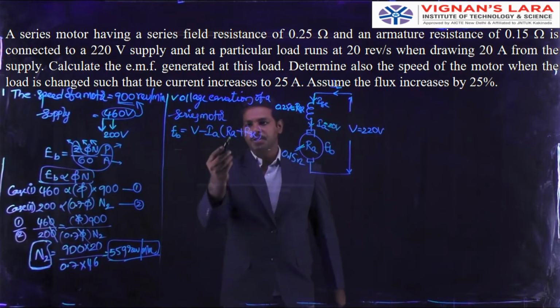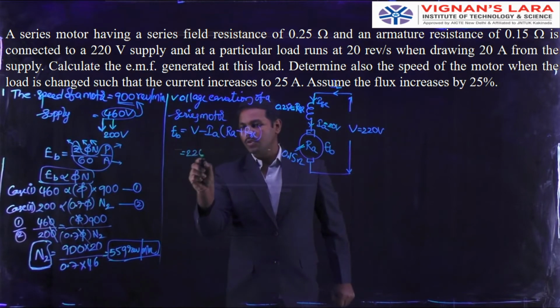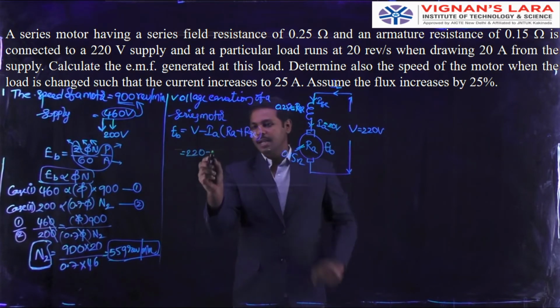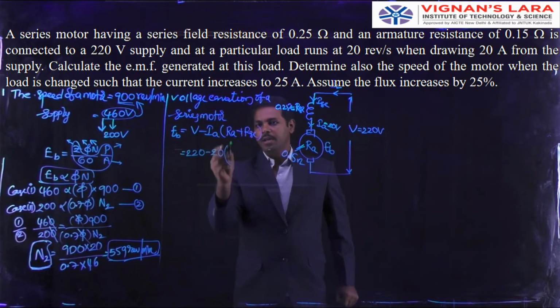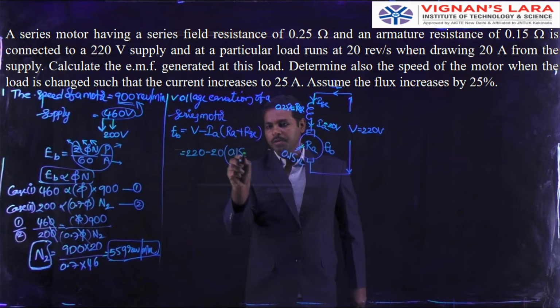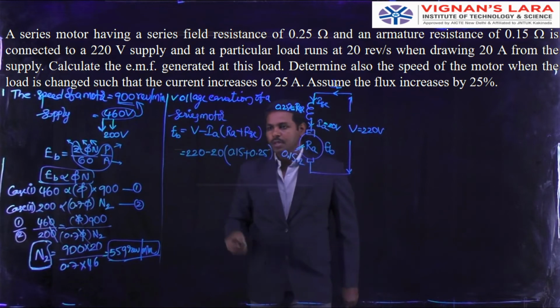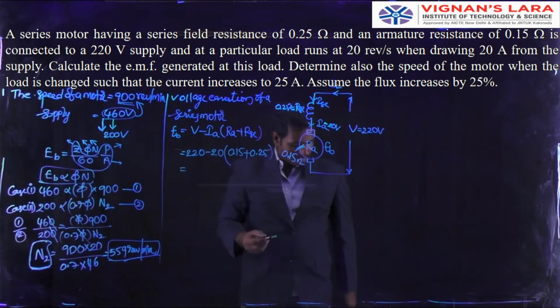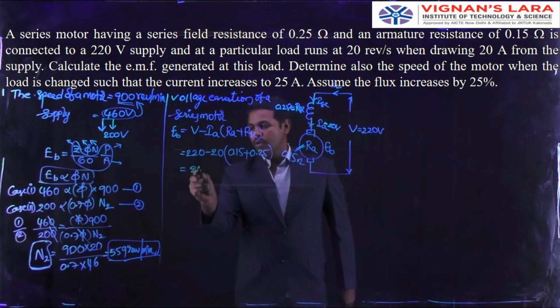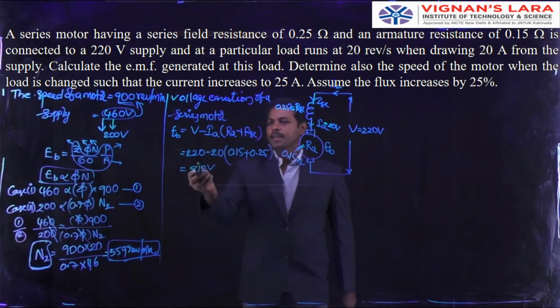Substituting in the given equation, the input voltage is 220 minus the armature current 20 into the armature resistance 0.15 plus RSE 0.25. Simplifying this equation, we get 212 volts. So this is the first case.